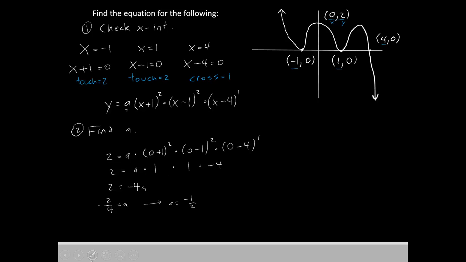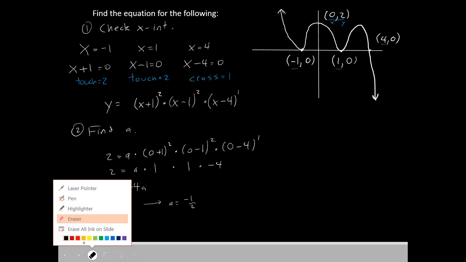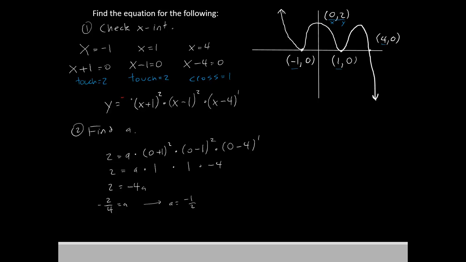So to finish the equation, let's just take out that a, and instead of saying a, we're going to say -1/2. And now the equation is complete. This will be your final answer. And that's all there is.